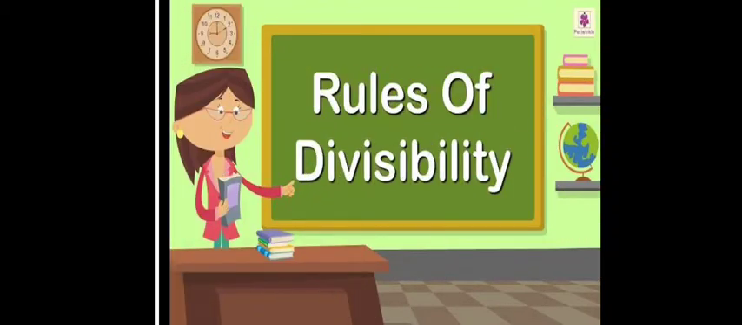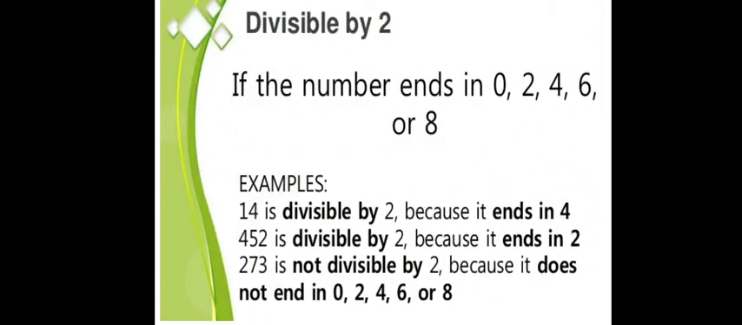In today's session, we are going to see about rules of divisibility. Children, first we are going to see the divisibility rule of number 2. If the number ends in 0, 2, 4, 6 or 8, the number is divisible by 2. For example, number 14, the number is ending with 4. So, if the numbers are ending with 0, 2, 4, 6 or 8, the number is divisible by 2. So, this is the divisibility rule of number 2.